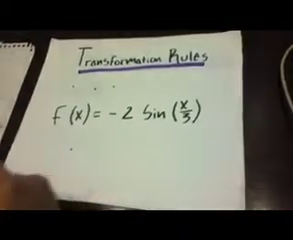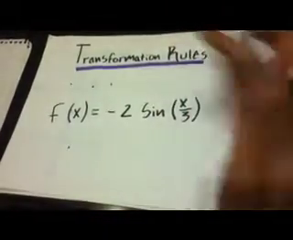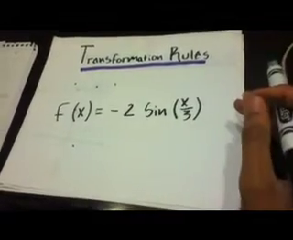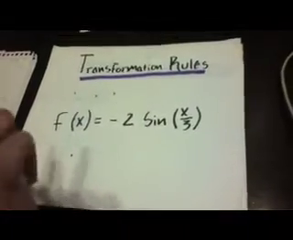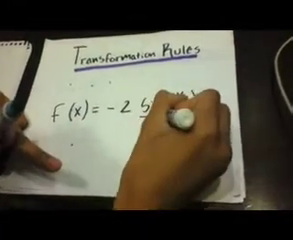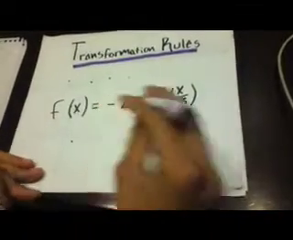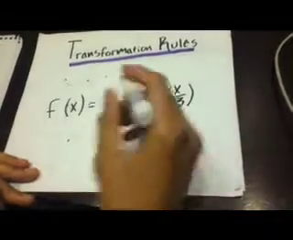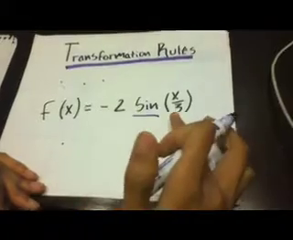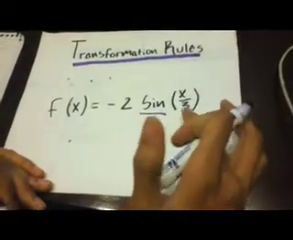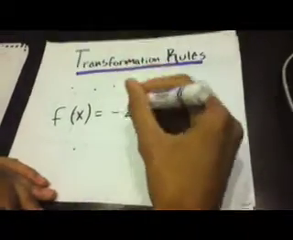These rules are relevant for when you're transforming regular sine graphs or regular cosine graphs to a transformed version of the graph. So first things first, when you look at this, you see sine right here in the middle. And then you see these two values in front and behind. The 2 in front is representing some type of vertical change, and the one behind here is representing some type of horizontal change.